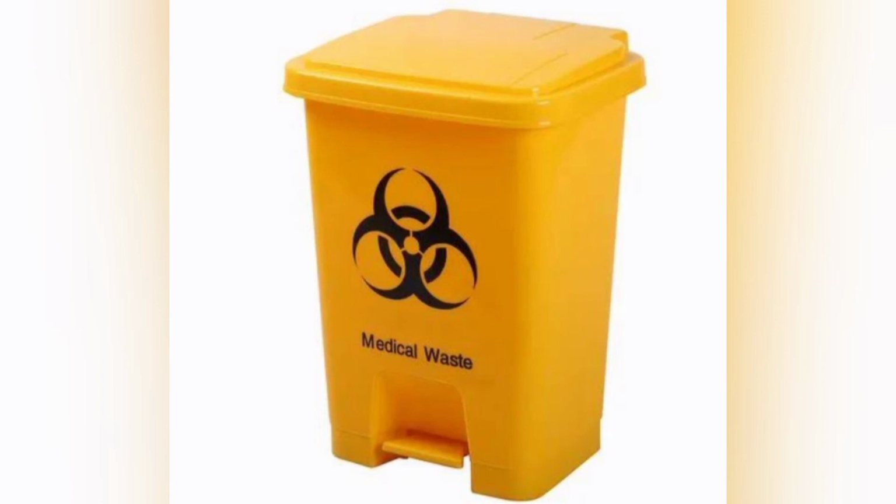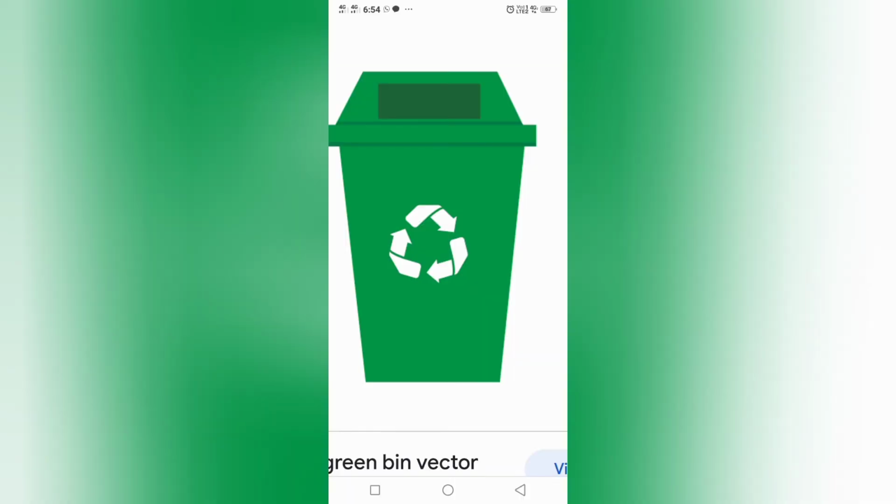Next, coming to the green or black bin. This should be used for general waste. Biscuit packets, buckets, cans, disposable glasses, disposable plates, kitchen waste, leftover food, paper, plastic bags, wrapping materials should be thrown in the black or green dustbin.